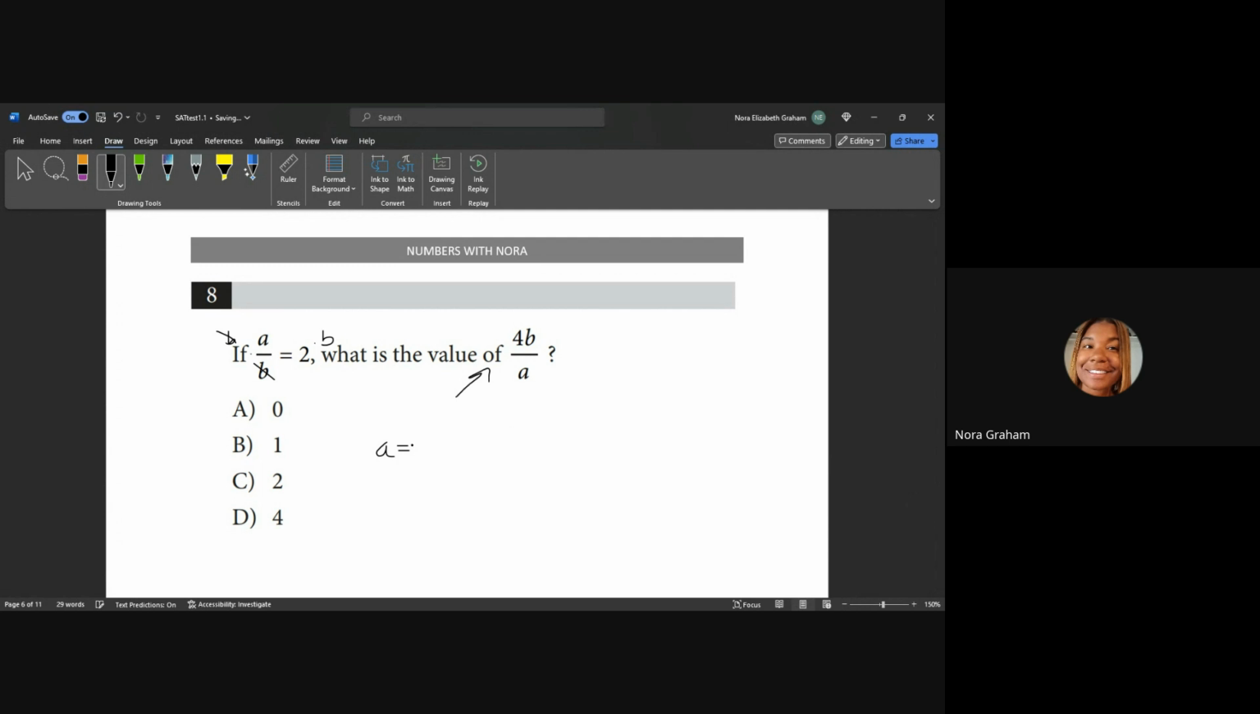equals 2B. Now that I have my A isolated, I can go ahead and substitute it into here. So everywhere I see an A, I'm going to put a 2B using substitution. My B's are going to cancel out. 2 goes into 4 twice. So my answer for this one's going to be 2, which is C.